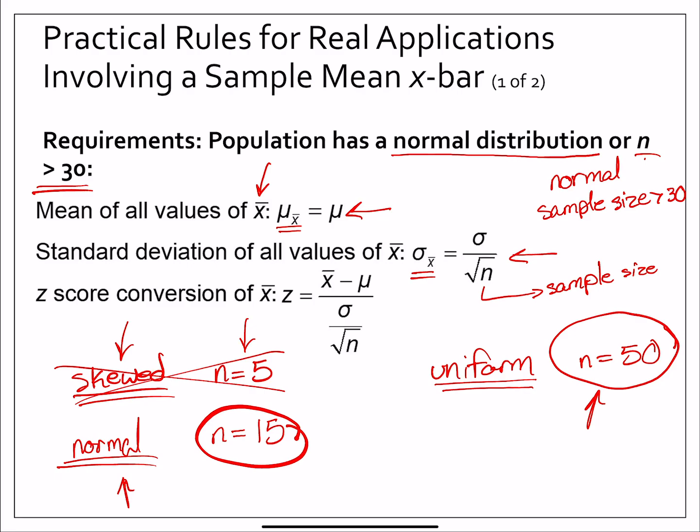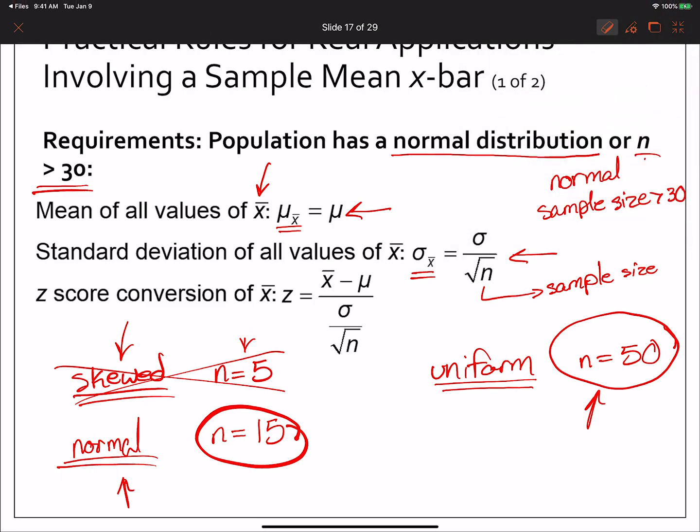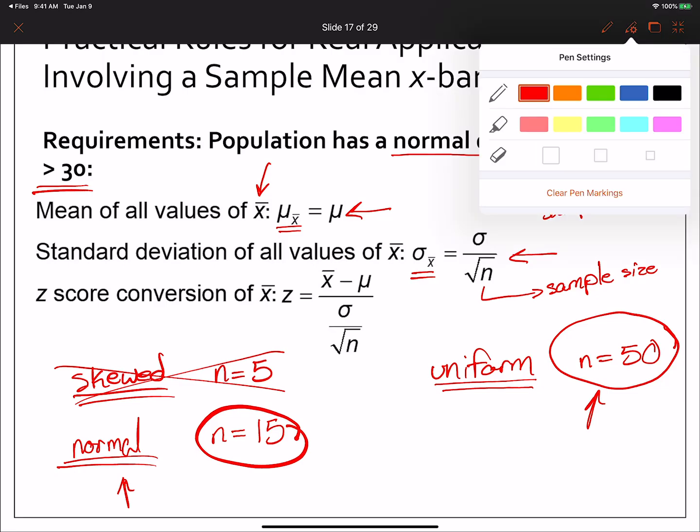Now, when we do our z-scores for these, and this part is kind of important, we have to make sure that we are using the right values. So when we do our z-scores, instead of using the value itself, let me erase all of this.